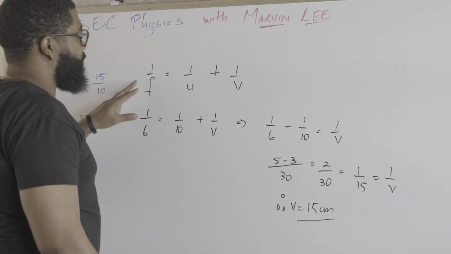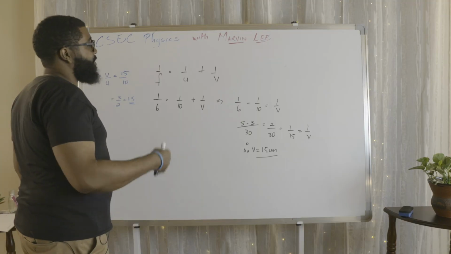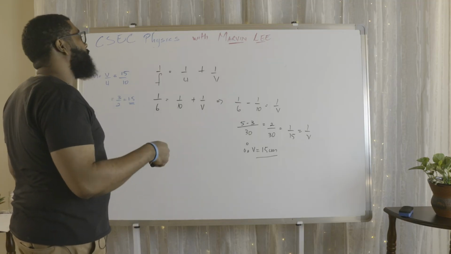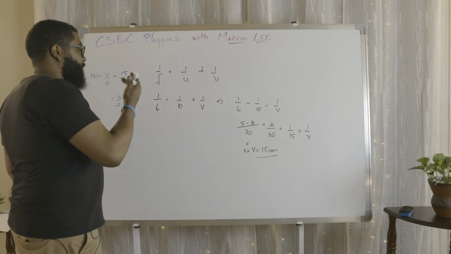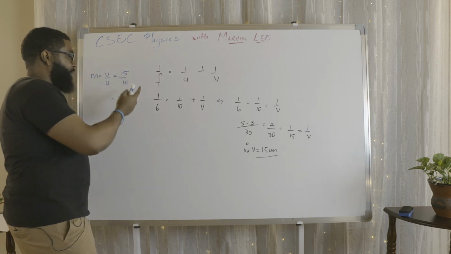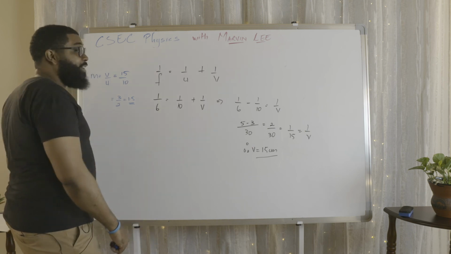But lens formula, magnification formula. Magnification is always a ratio of image to object, not object to image. How much larger is the image compared to the object, not the other way around. So it's v, image, u, object. And that is the end of question 4.